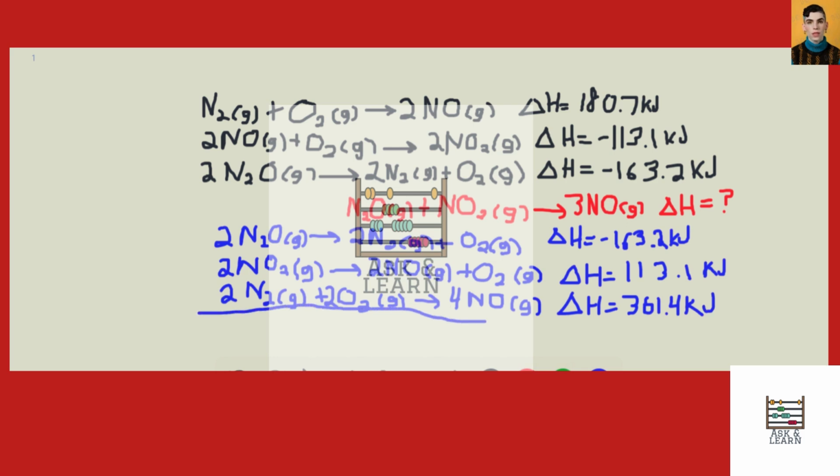Now we're going to create the overall equation. We have our N2 here, 2 N2 here. Those cancel out. Now we have 2 N2 here, and 2 O2 here, so those are going to cancel out as well. So now we're going to add 2 N2O plus 2 NO plus 4 NO, which is equal to 6 NO. So 2 N2O.